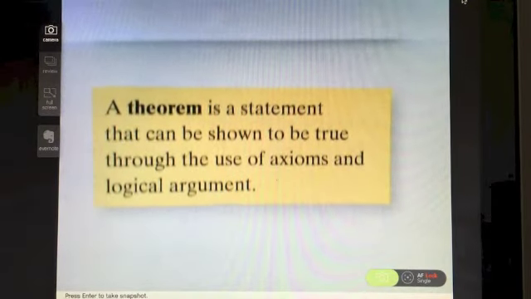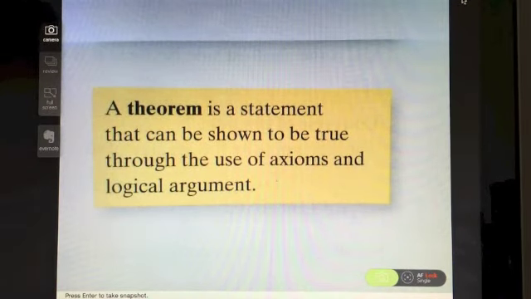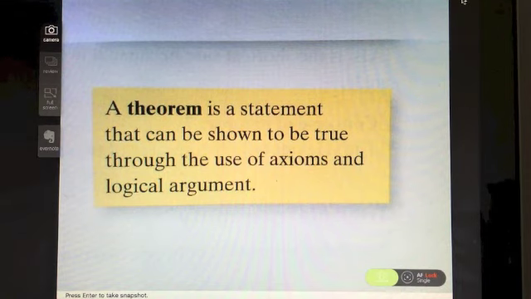To explain then, the definition of a theorem is a statement that can be shown to be true through the use of axioms and logical argument. In other words, something that you can prove through the use of axioms, those statements that you can take as actual fact, and then by logic, by one thing leading on to another, we can then assume and prove that the statement, in other words the theorem, is true.